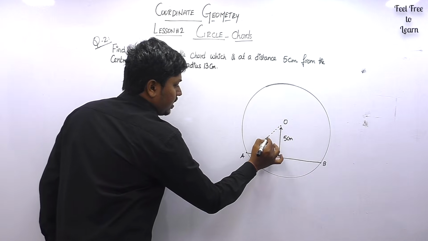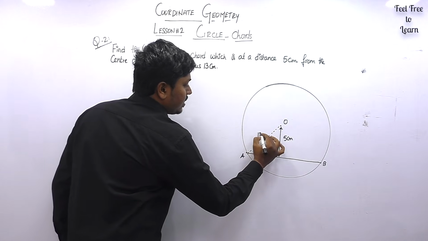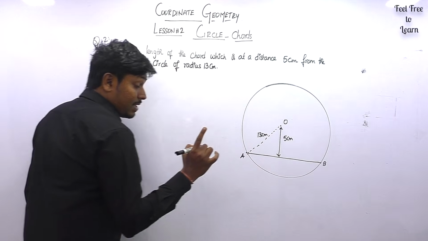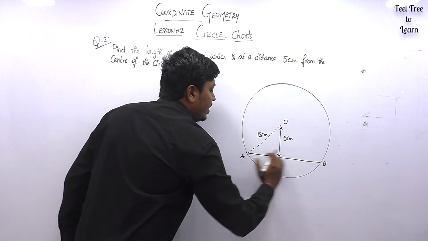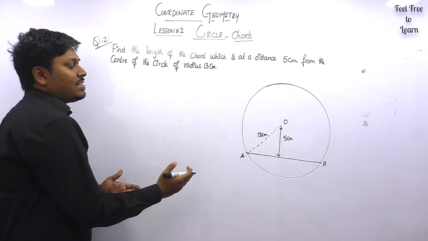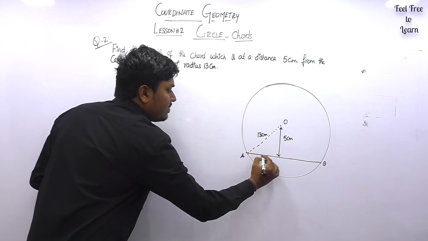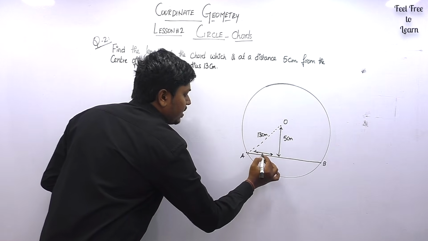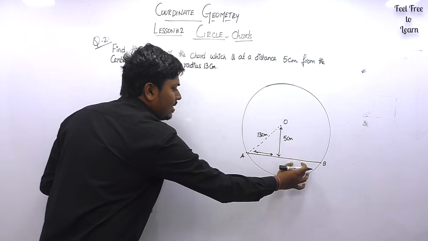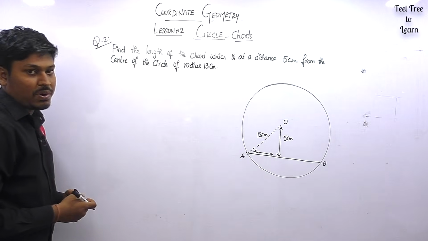So let me draw the radius of the circle is also given, that is 13 centimeter. And what is our target? Our target is to find the length of the chord. So just see, after drawing a diagram, we found it's a right angle triangle. So first let me find what is the base value here. Once you find this value, then we can easily find what is the total length of the chord.